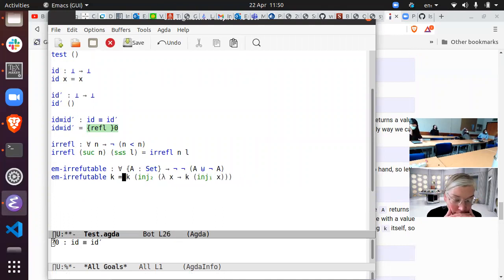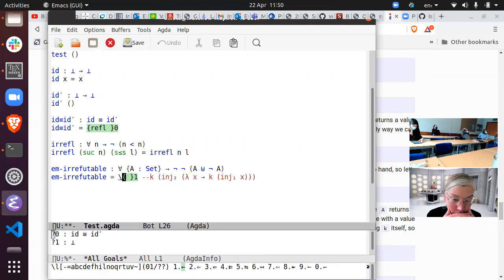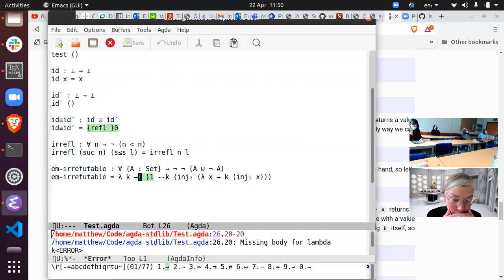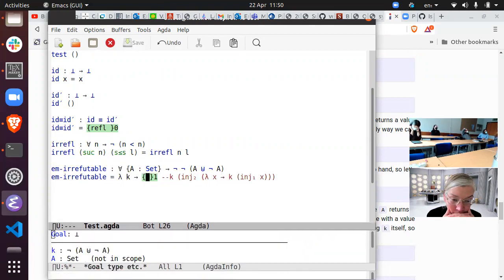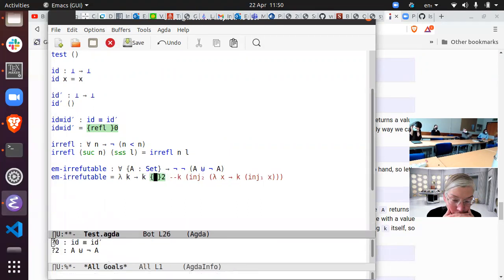Okay, so let's have some pause. I'm not sure why I've done that. Okay, so we've got something of type not A or not A, and we want to produce something of type bottom. Well, the only way we can do that is apply our proof of negation. So let's get rid of that so we're not cheating.